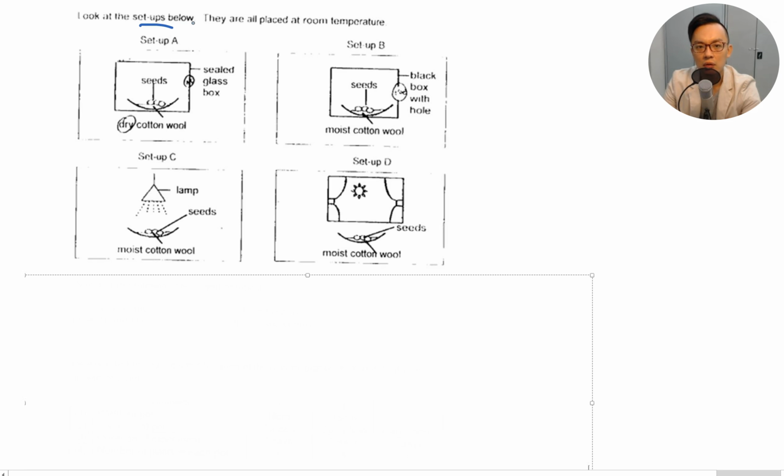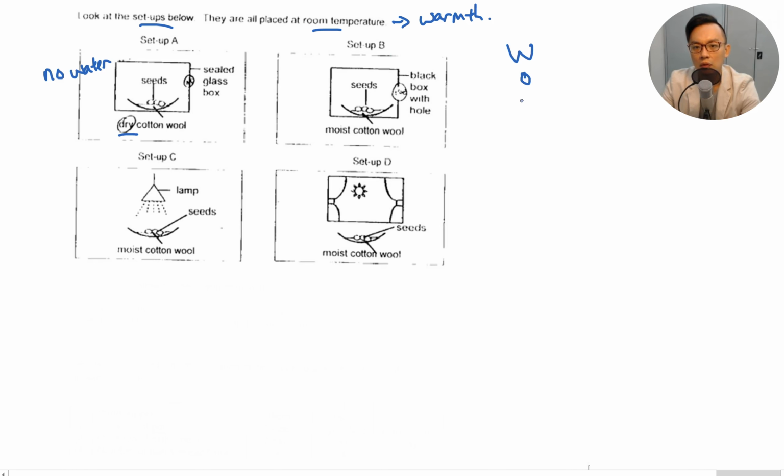Look at the setups below. They are all placed at room temperature. So room temperature means there is warmth. All right, so it's important to realize what the question is telling you. So setup A, seeds, you have dry cotton wool, sealed glass box. So this has no water. So again, you need WOW, which is warmth, oxygen, and water for the seeds to germinate.